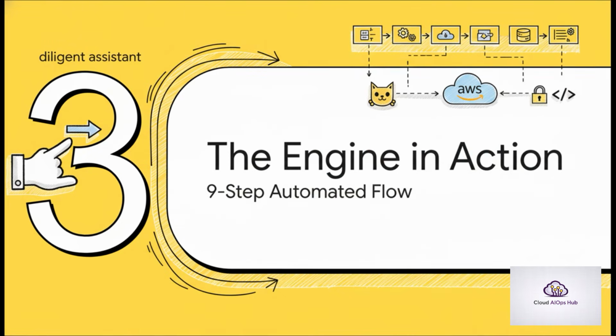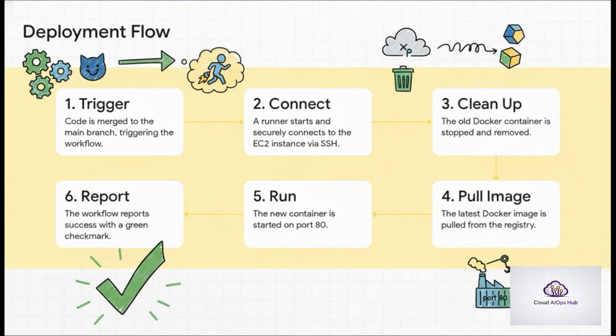Okay, so the stage is set. Our infrastructure is built with code. It's secure, it's repeatable, and it's just sitting there, ready to go. Now let's watch the engine in action. Let's see what happens the moment our diligent assistant gets a new delivery order. This is the 9-step automated dance that happens every single time a developer merges their code. So let's walk through this step by step.